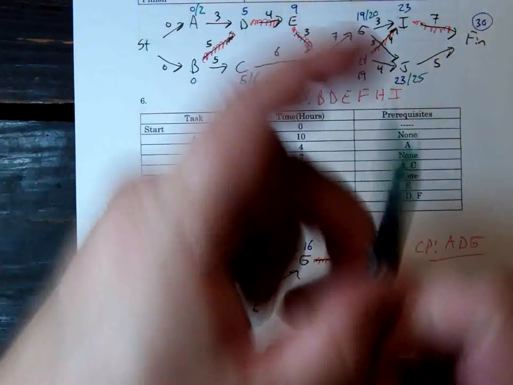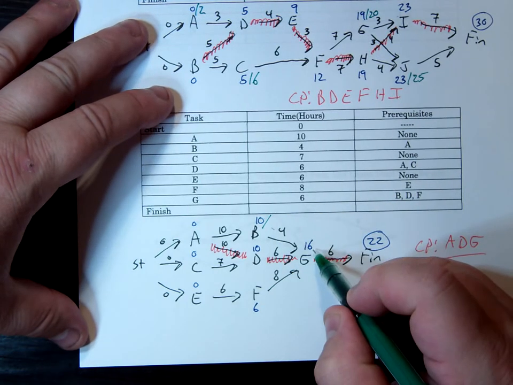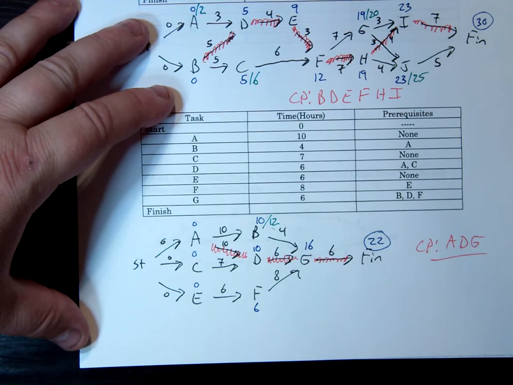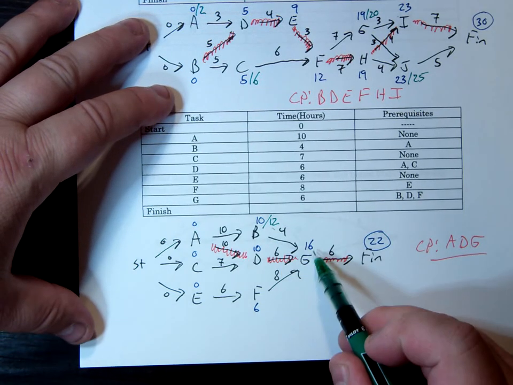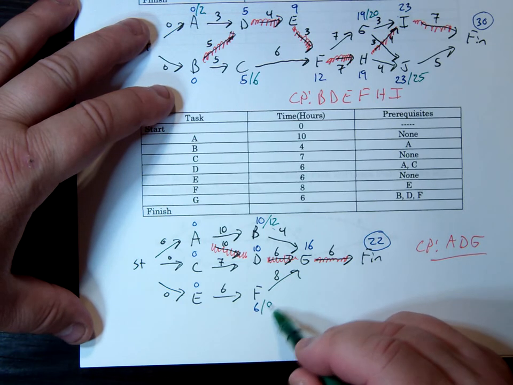So B has the latest start time. If it takes him 4, has to have it here by 16, he can start after 12 hours. Same thing, has to have it here by 16. Takes him 8, so he can start after 8 hours. 8, 9, 16.